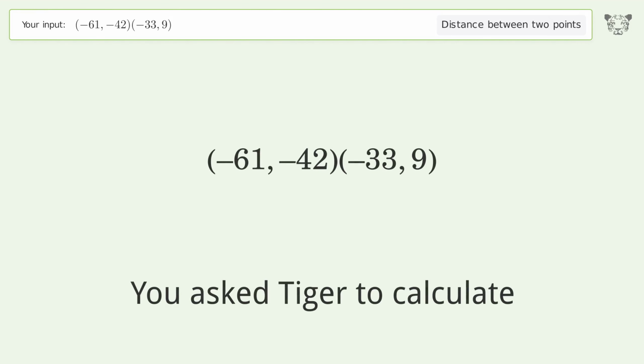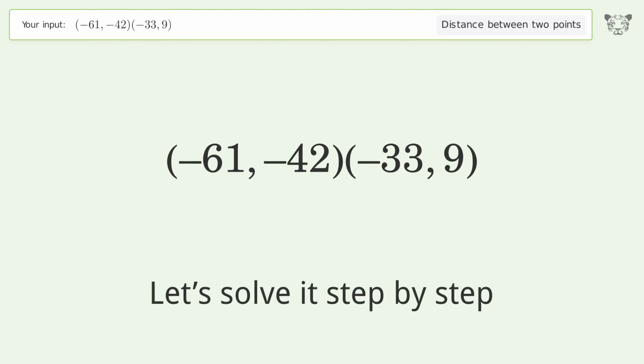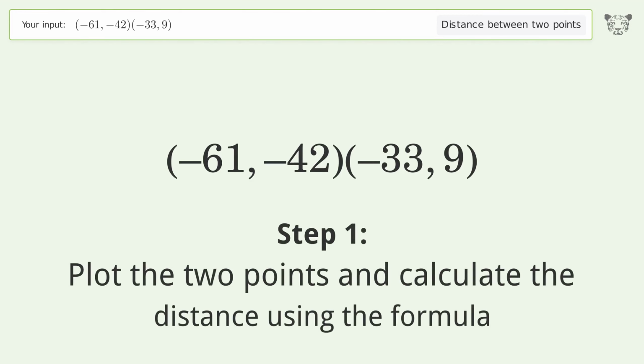You ask Tiger to calculate. This deals with the distance between 2 points. The distance between the 2 points is the square root of 3,385, or 58.181. Let's solve it step by step. Plot the 2 points and calculate the distance using the formula.